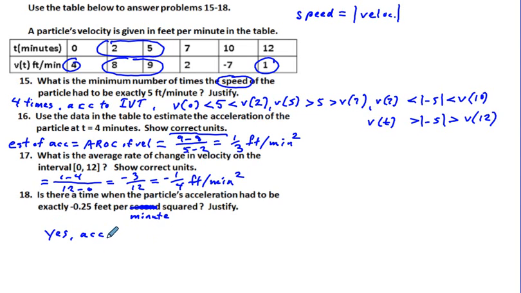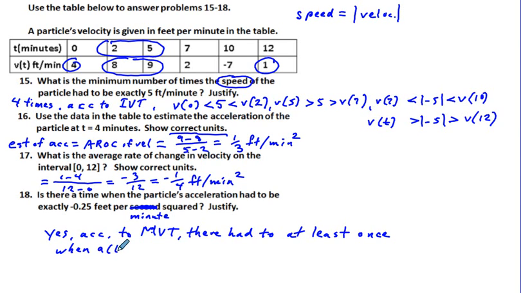According to the mean value theorem, there had to be at least one time, at least once, when A of t, we'll call this A of t, is exactly equal to -0.25 feet per minute squared.